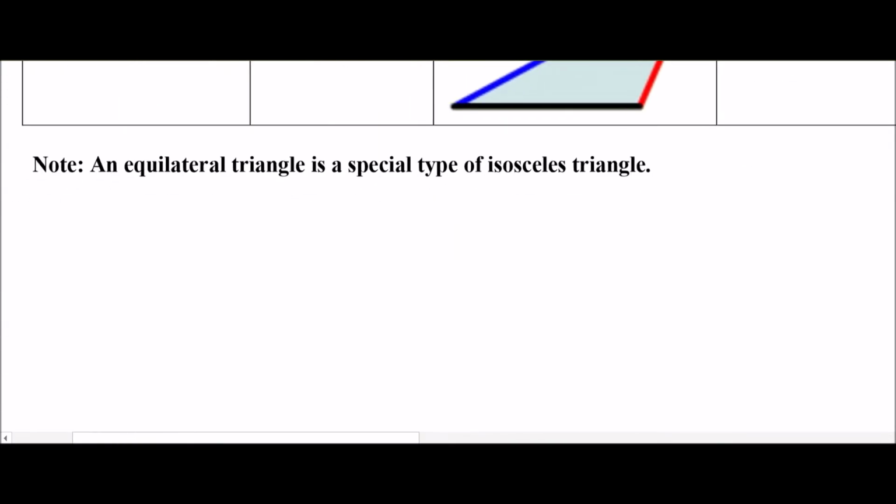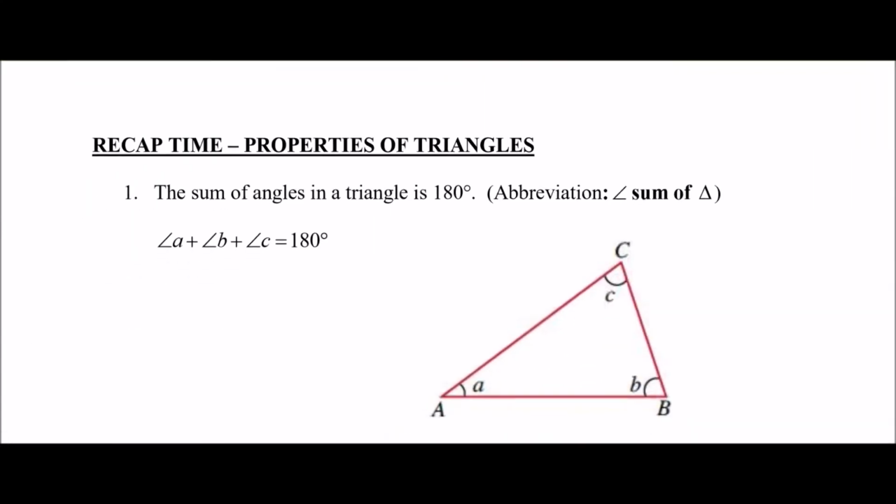Okay, so just now, as we discussed here, an equilateral triangle is a special type of isosceles triangle, because of the words "at least two". Moving on. Let's recap here.